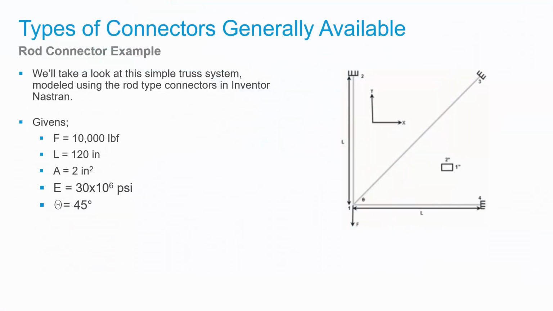So let's take a look at what we have for the geometry. We're going to use the rod connector type to model this system of trusses that we see in the image here on the right-hand side. And we've been given some criteria.